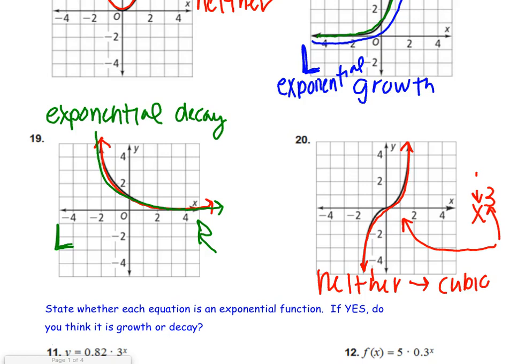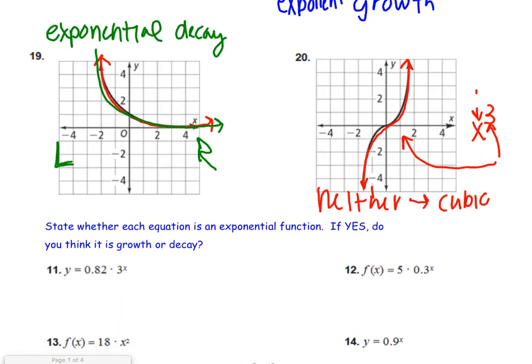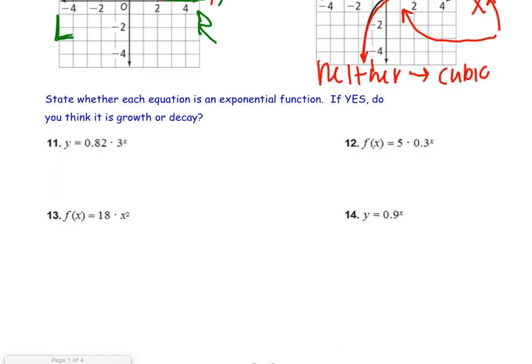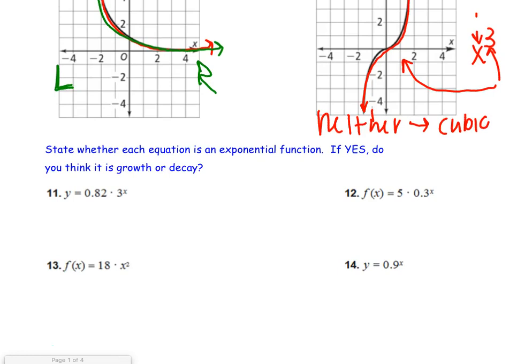Okay, this next part's going to be kind of hard because I know the answer, so maybe you want to take a second real quick and see what you think before I spoil it for you. It says, state whether each equation is an exponential function. If yes, do you think it's growth or decay? Maybe pause the video for 3 seconds and put yes, no, see what you think. If not, I'm going to spoil everything right now.